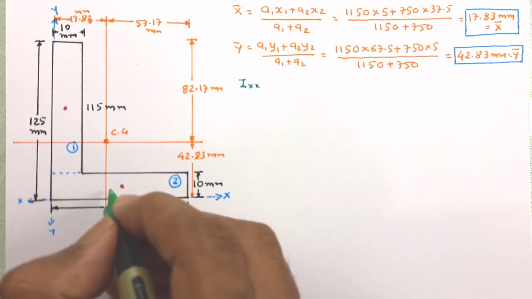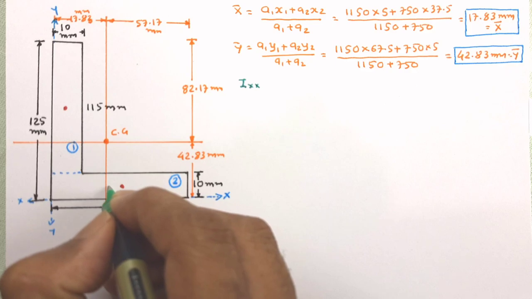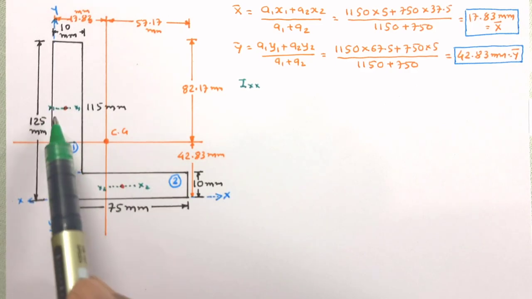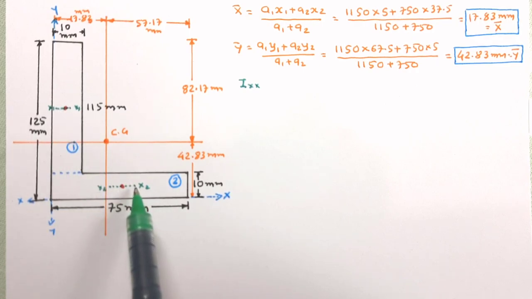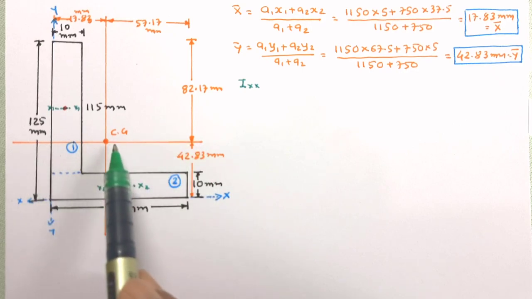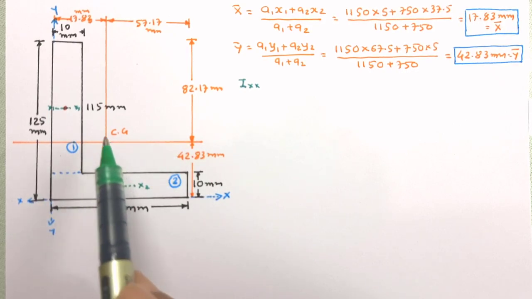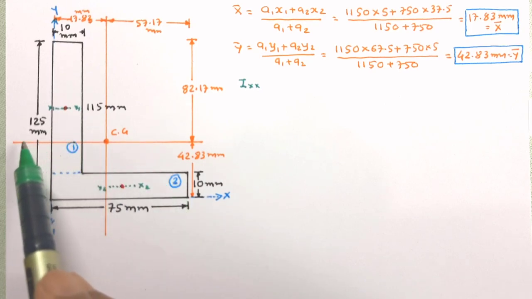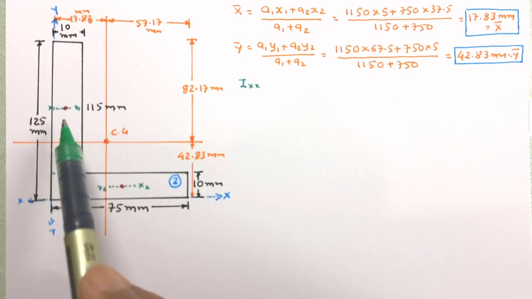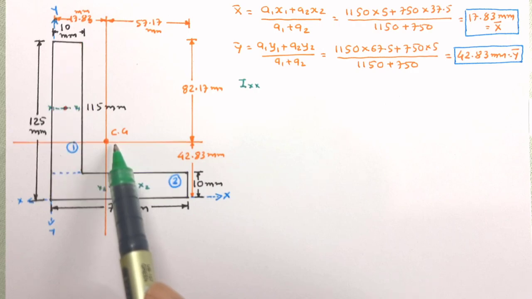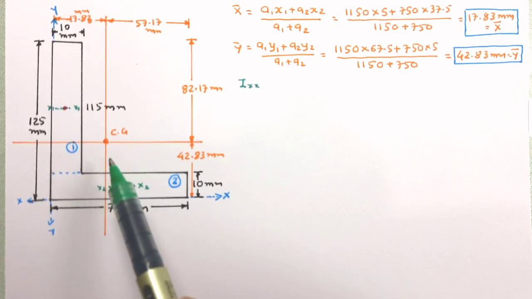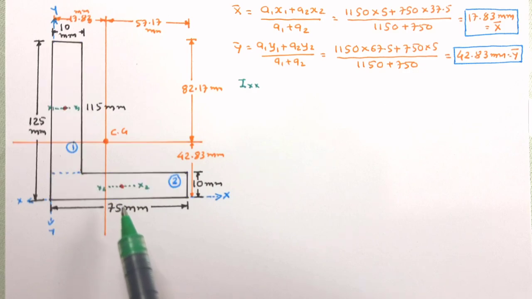So for that, let us see XX axis of all individual component part. So this is X1 axis for the first figure. This is XX axis for second figure and this is XX axis for complete figure. To determine the moment of inertia of the complete figure about its own centroidal axis, we need to work out moment of inertia of part 1 and part 2 about its own XX axis, and then it is to be transferred here. So here we'll use parallel axis theorem. Let us write the equation first.